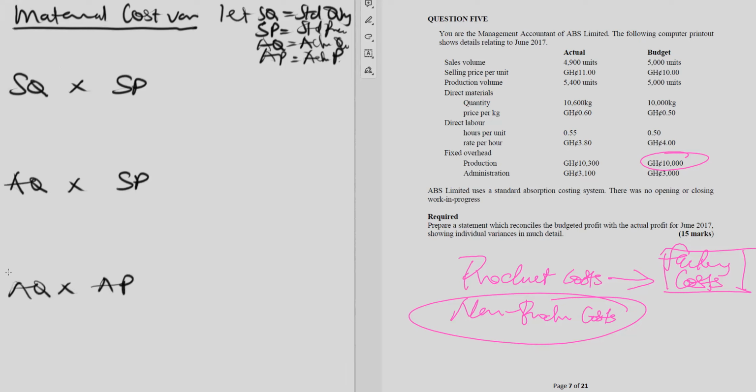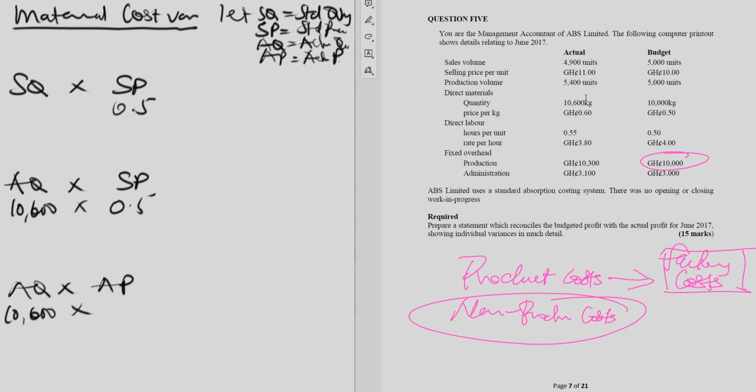And then when you dive into the data, you realize, okay, what are you looking for? What's the actual quantity of material? You go to the actual side that has been given as 10,600. So I just pick my 10,600 here, and you can see actual quantity also here. What was the standard price of material? You go to budget, you find your standard price there per kg. The price per kg is the standard price, which is 0.5. So I see 0.5 here, I see 0.5 here, but I need the actual price.